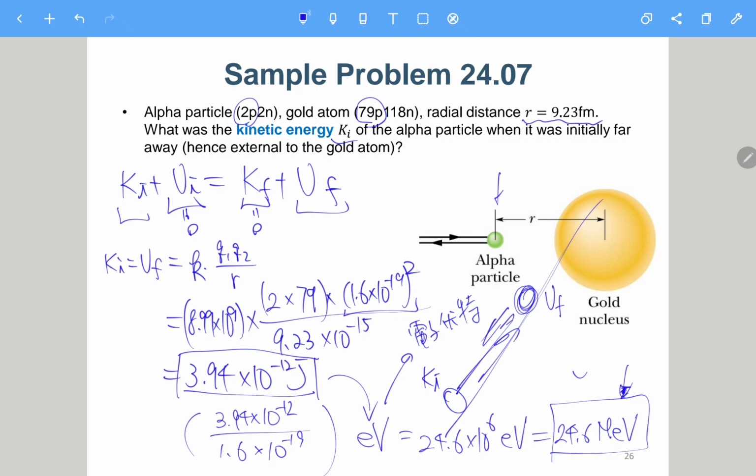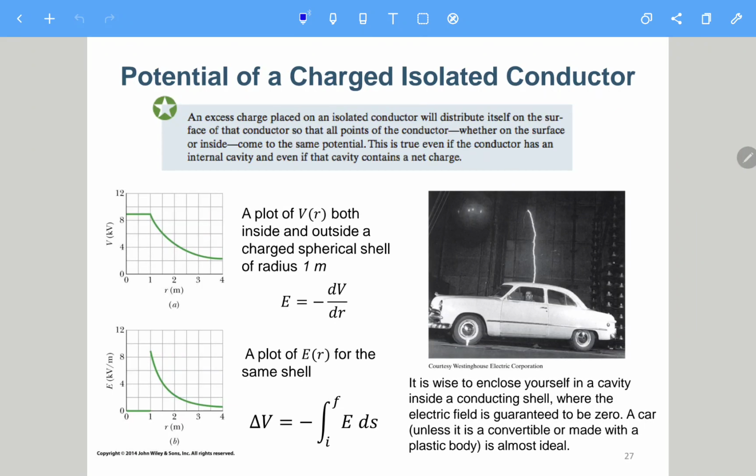Here we talk about the potential of a charged isolated conductor. This is nothing special, it just tries to summarize two important equations in this chapter. One of them is this one, which occurs first.